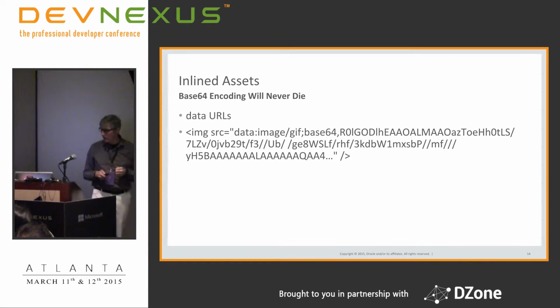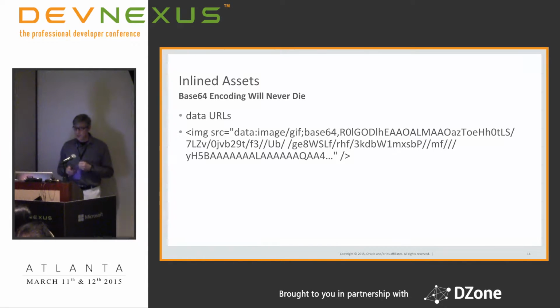Finally, we have the concept of inlined assets. Now, base64 encoding will never die. This goes back to the way it was before Mosaic came along, where it's just a single resource. So on the plus side, you get the benefit of the TCP congestion window benefits. But on the minus side, the images can't be cached. They can't be shared between pages that are similar.